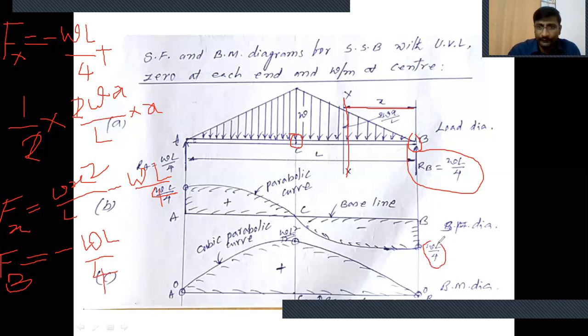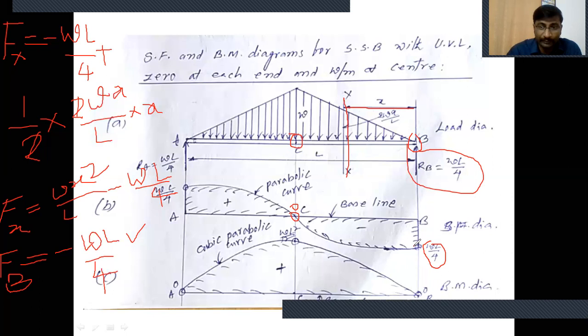I write WL by 4 on the negative side of the baseline, like this. Now, substituting x is equal to L by 2: L by 2 whole square is L square by 4, L L cancel, L by 4, so WL by 4 minus WL by 4 is 0. That means the shear force at point C is 0. Clear, students? By substituting the x values at both extreme points, we can get the shear forces.